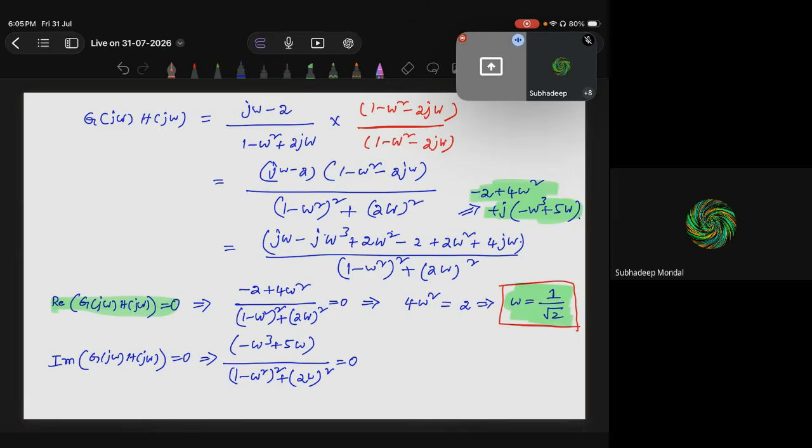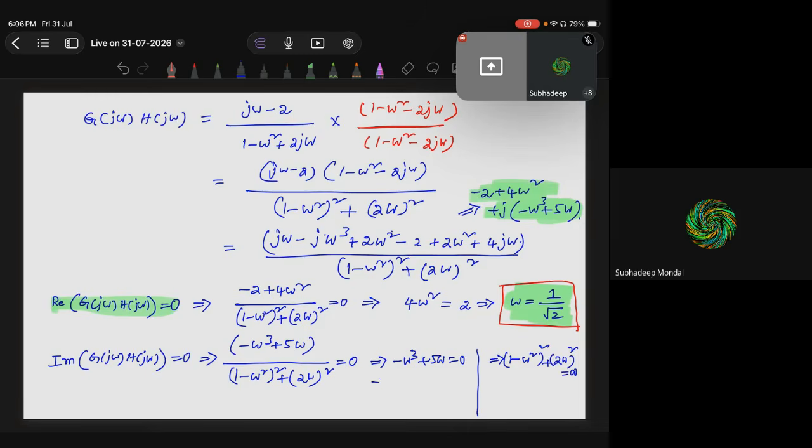So what does this one give us? Here there are two possibilities, when this will be 0. The first possibility is minus omega cube plus 5 omega equal to 0. The second possibility is 1 minus omega square whole square plus 2 omega square equal to infinity. Am I correct?